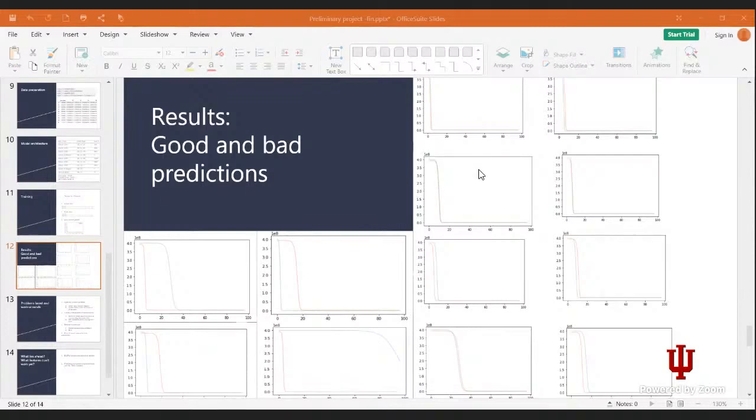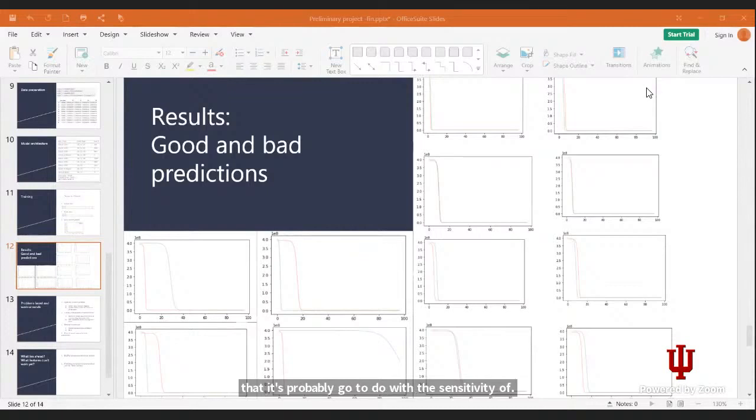So for example, T and J are doing like the best, and V was probably doing the worst. So that totally makes sense that it's probably got to do with the sensitivity of how the other variables change.